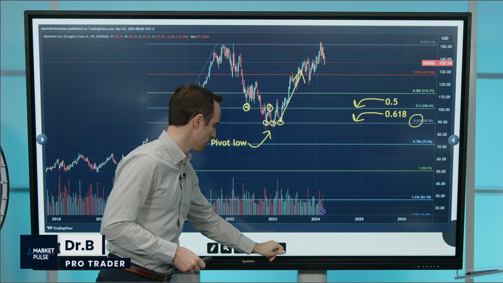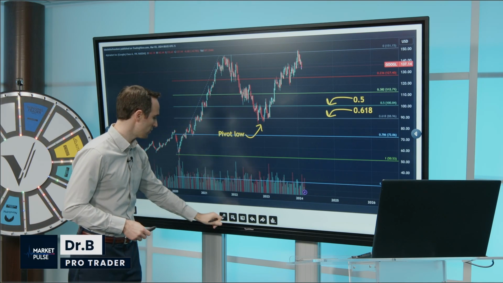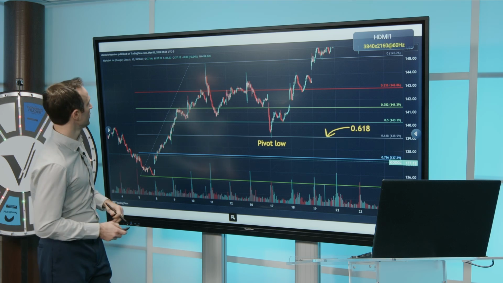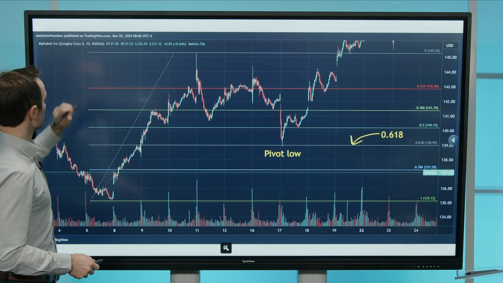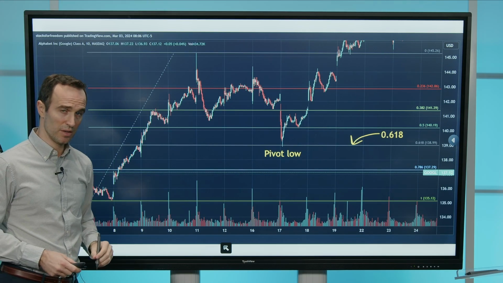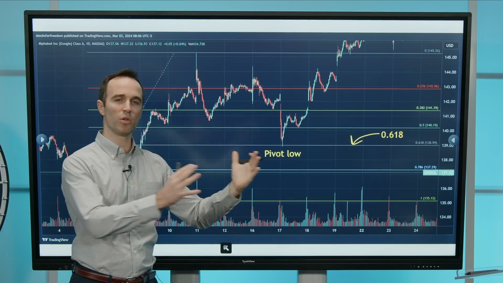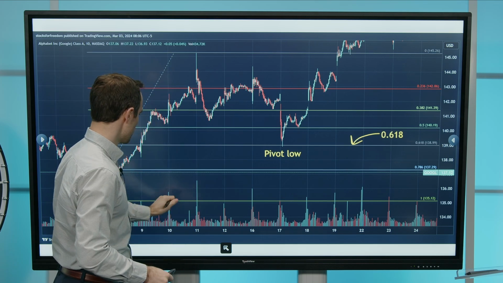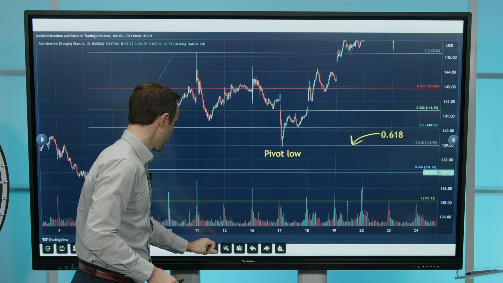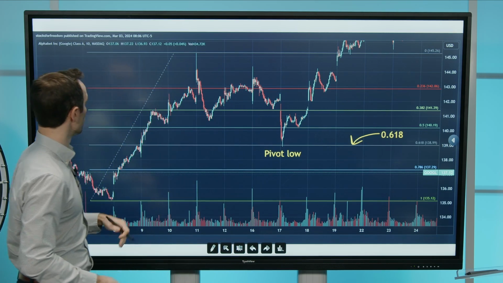So now we're going to look at Google stock on the 10-minute chart. This works on all time frames, the weekly chart all the way to the 1-minute chart. So again, we're looking here at Google on the 10-minute.